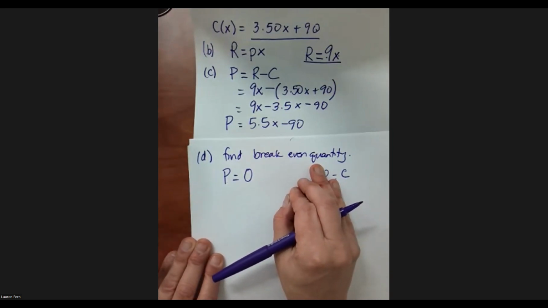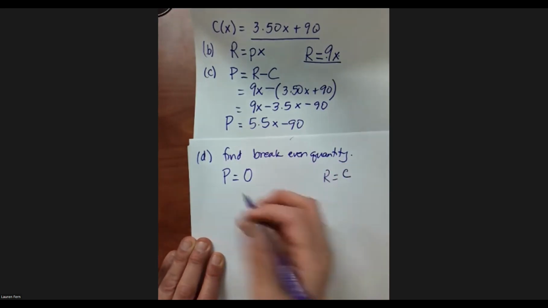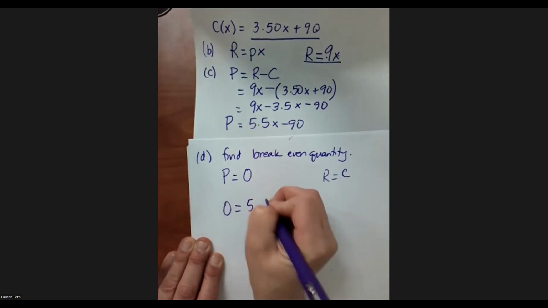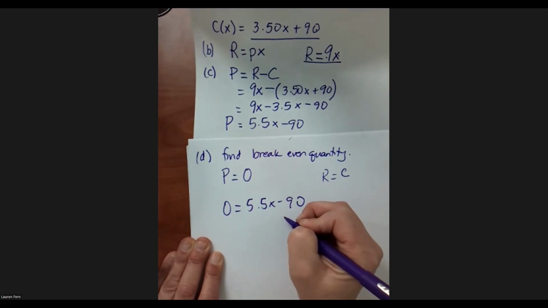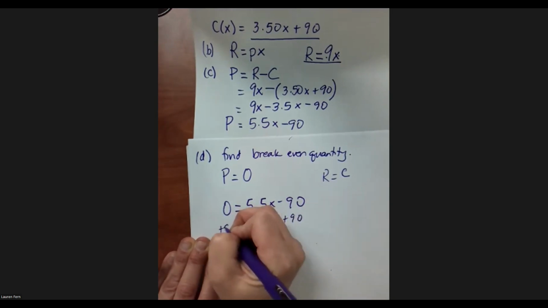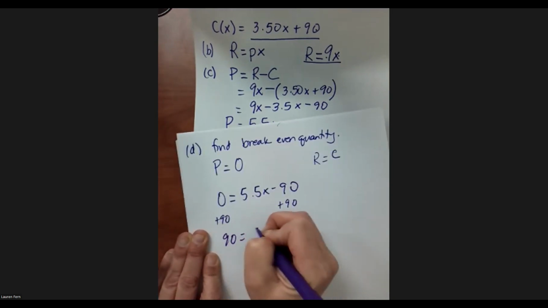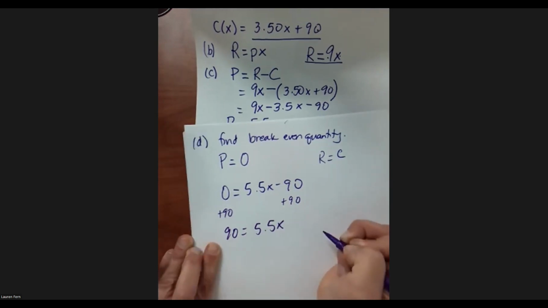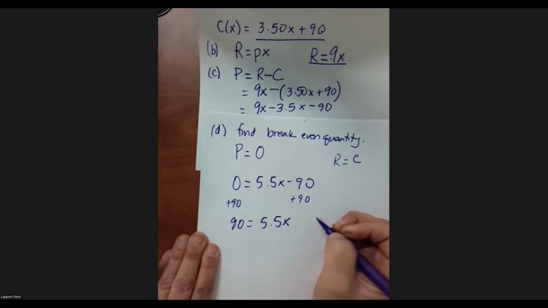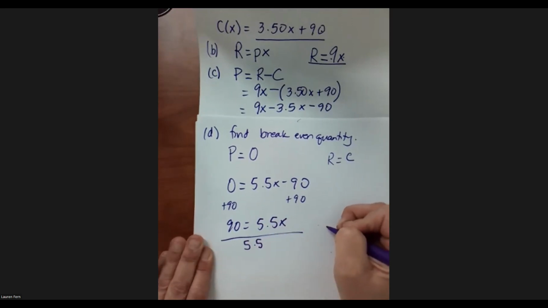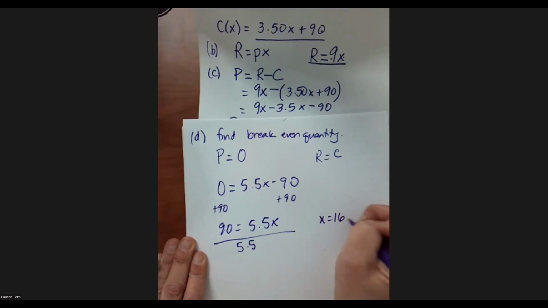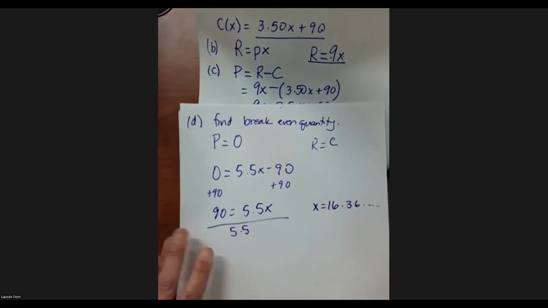You with me this far? So I take my profit function and set it equal to 0. First step, add 90 to both sides. Next step, divide both sides by 5.5. And we're going to get x to be 16.36, blah, blah, blah.